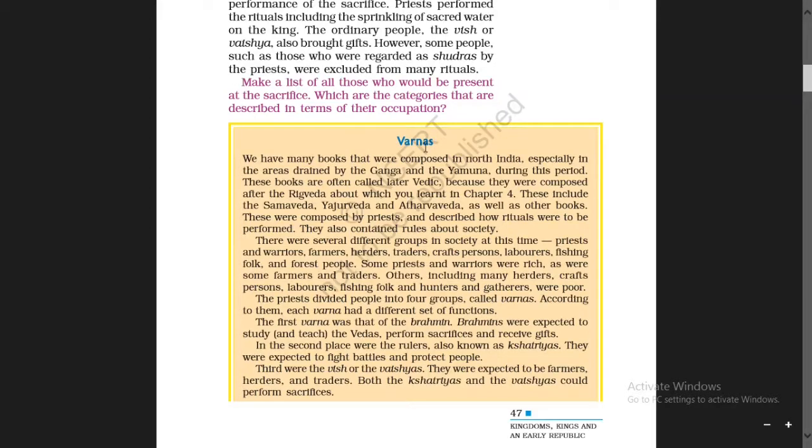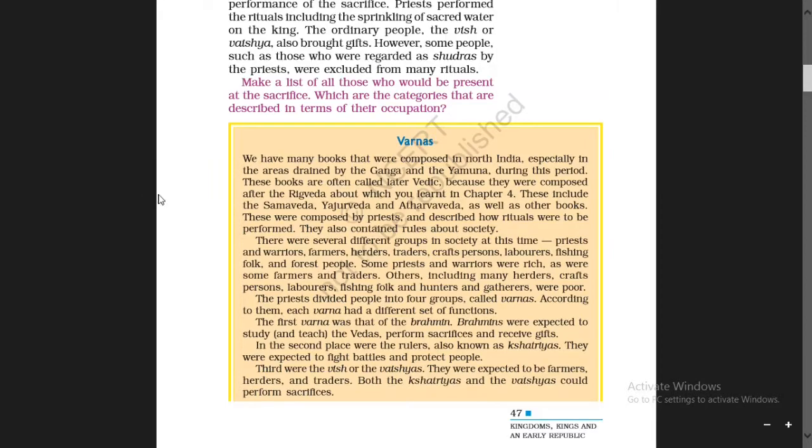Varnas. We have many books that were composed in North India, especially in the areas drained by the Ganga and the Yamuna during this period. Several books were composed in northern India, especially in the areas drained by the Ganga and Yamuna rivers during that period.